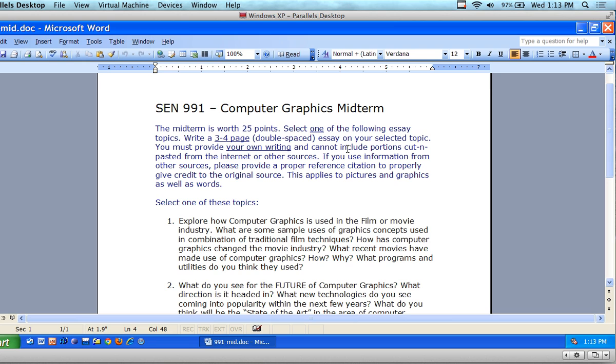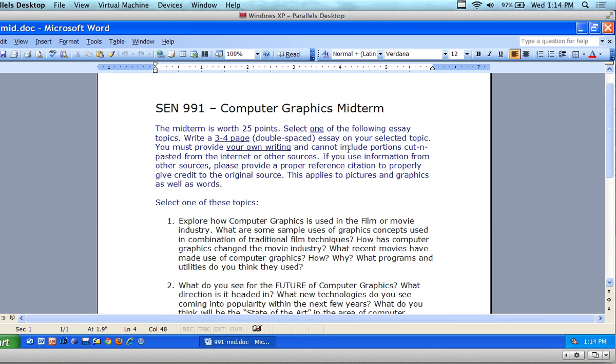However, you do want to write it in your own words. And when it says your own writing, believe it or not, that doesn't mean handwriting. I actually had a student that thought it meant that. No, I mean like your own words. Don't cut and paste off of Wikipedia, and don't cut and paste off of the internet. Write it in your own words. So not your own handwriting, it's your own writing.